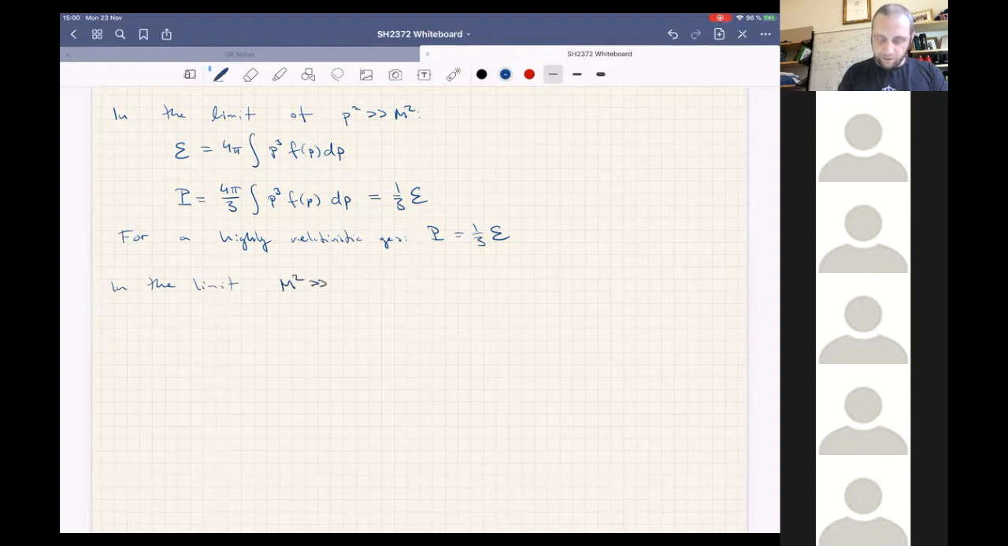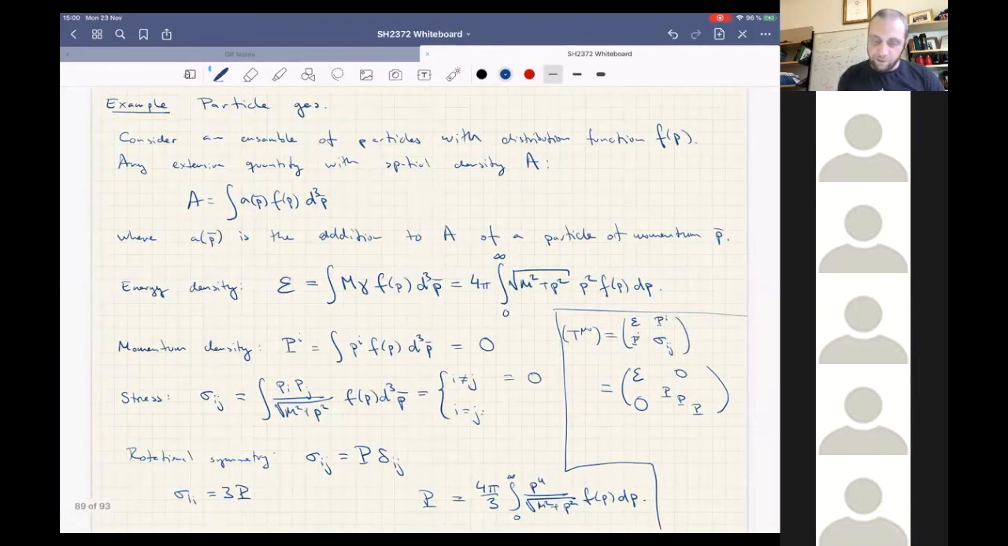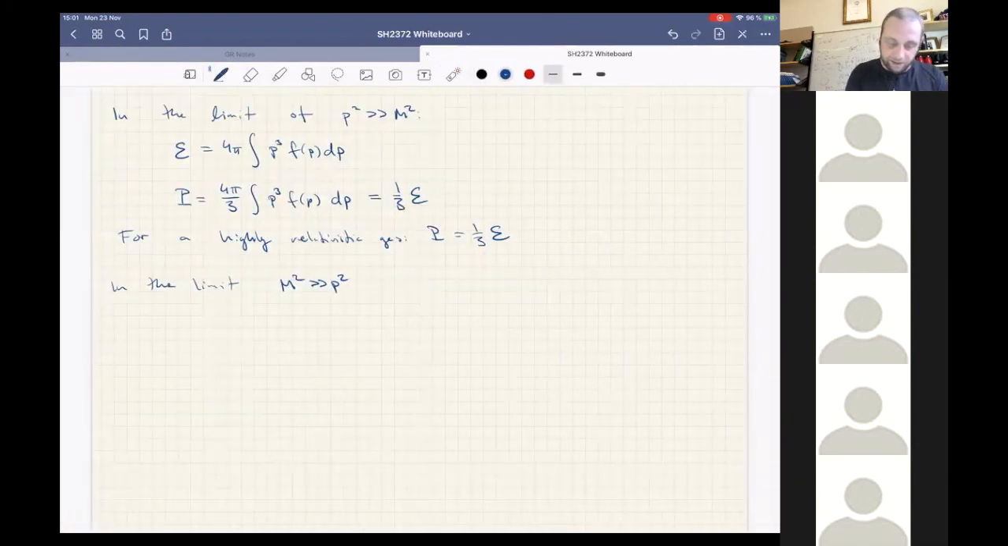So when m squared is much larger than p squared, which would correspond to our particles not having an energy which is sufficient to make it relativistic. In that case, all of these square roots would be approximated by m instead. And we would end up with the energy density being much larger than the pressure. So that would mean that we could approximate the pressure as being approximately 0. And then we would still have an energy density, but the stresses in that case would be approximately 0. And this is called essentially dust.